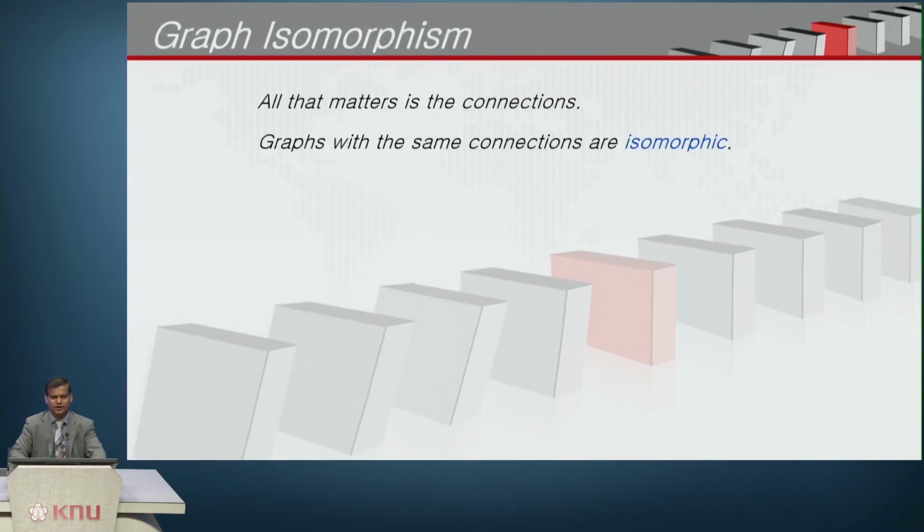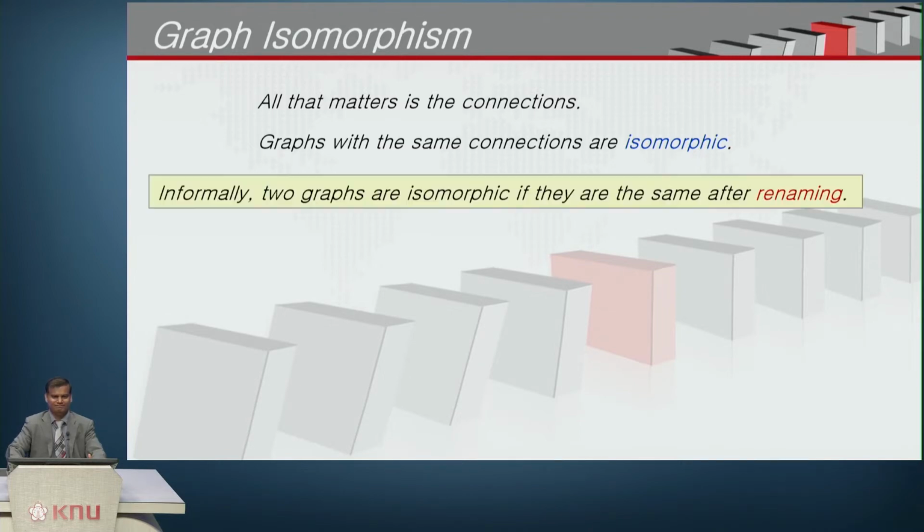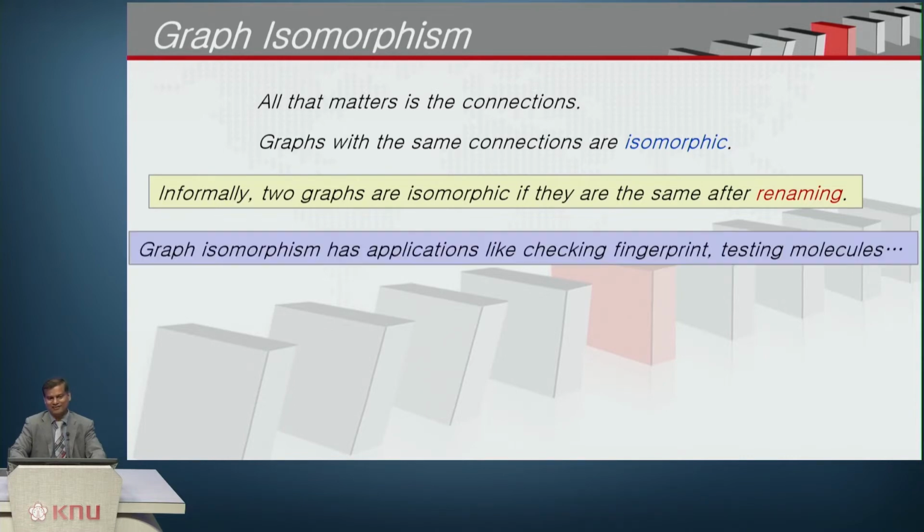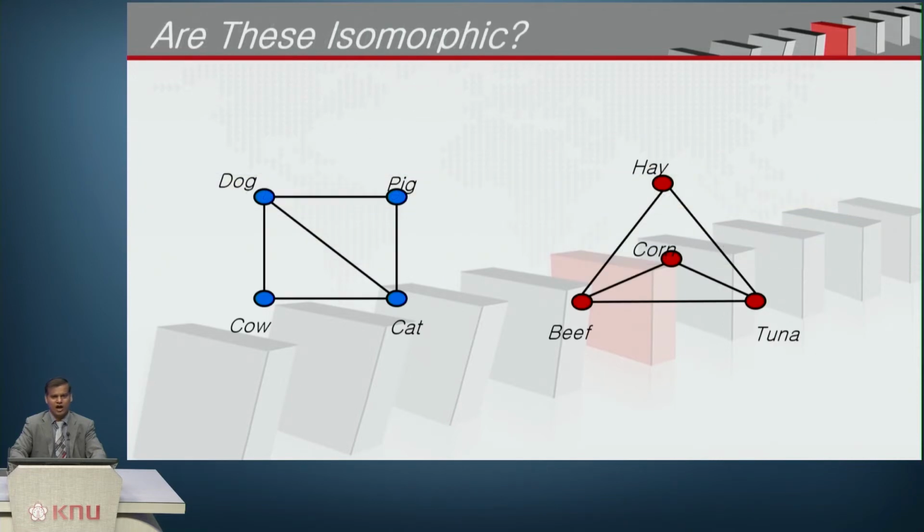So the question here is about connectedness. Two graphs that have the same connections but different representations are related by what is called a graph isomorphism. All that matters is the way they are connected. Graphs with the same connections are isomorphic. Informally, two graphs are isomorphic if they are the same after renaming or relabeling. Isomorphism has applications like checking fingerprints, testing molecules, etc. So there are a lot of applications where we can use isomorphism.